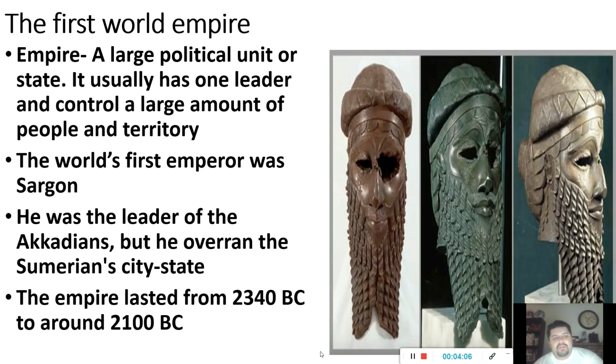All right. So an empire is a large political unit or state. It usually has one leader, but sometimes it can be controlled by a committee or a group of people. The world's first emperor was this guy right here, the one you see the little statues of. His name was Sargon. He was a leader of the Akkadians. He overran the Sumerian city-state in 2340. His empire came to an end in 2100 BC. So his empire basically lasted for 240 years. That's not that bad if you look at the whole history of the world. His empire did last quite a bit.